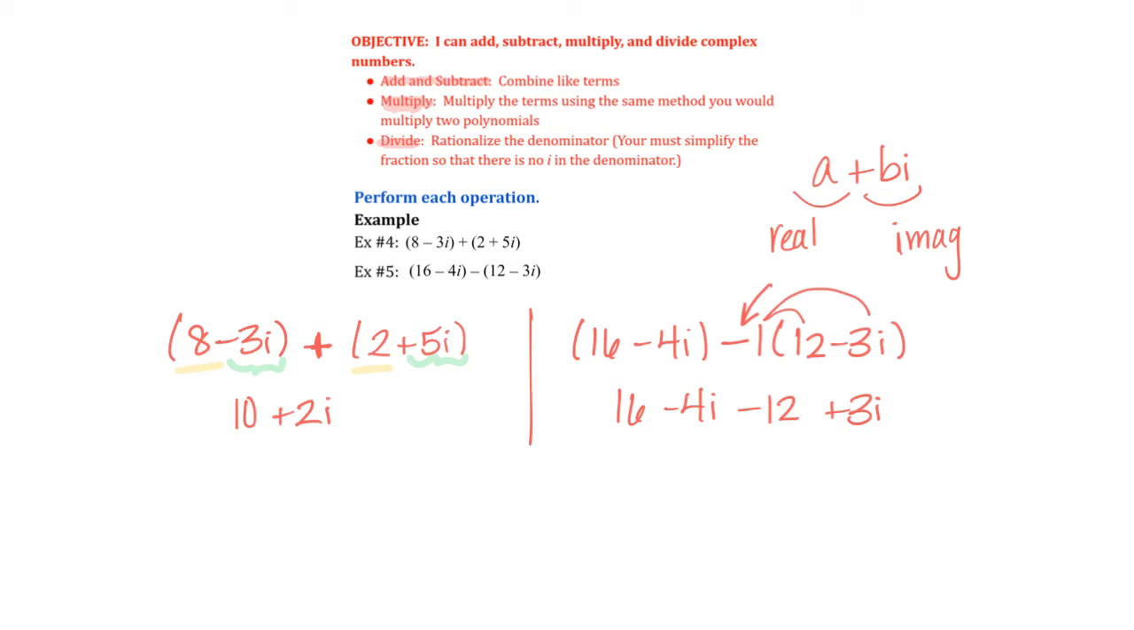And now I'm just going to add my like terms. So I'm going to add my real components. In this case, you're subtracting. And then I'm going to add my imaginary components. Okay, so when I add my real ones, I have 16 minus 12, which is going to give me a positive 4. And I have negative 4i plus 3i, which is going to give me a negative i.